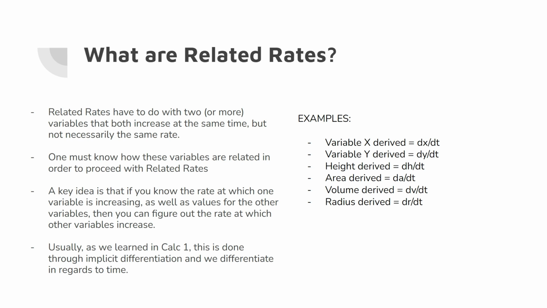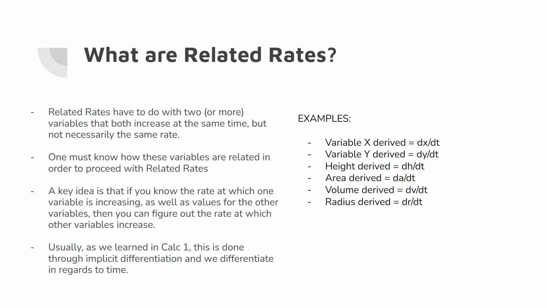So first I wanted to start off by explaining what related rates are. Related rates usually have to do with two or more variables that both increase at the same time but not necessarily at the same rate. So one must know how these variables are related in order to proceed with related rates. A key idea is that if you know the rate at which one variable is increasing as well as the values for other variables, then you can figure out the rate at which other variables increase.